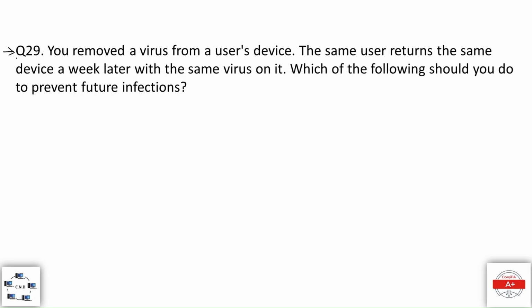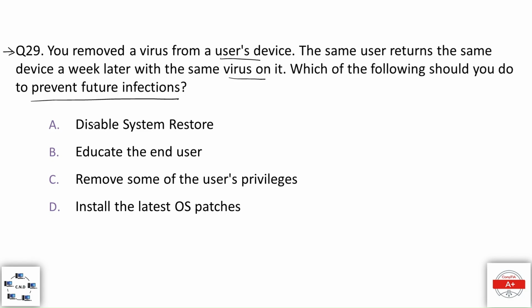Question number 29. You removed a virus from a user's device. The same user returns the same device a week later with the same virus on it. Which of the following should you do to prevent future infection? The options are: option A, disable system restore; option B, educate the end user; option C, remove some of the user's privileges; and option D, install the latest OS patches.